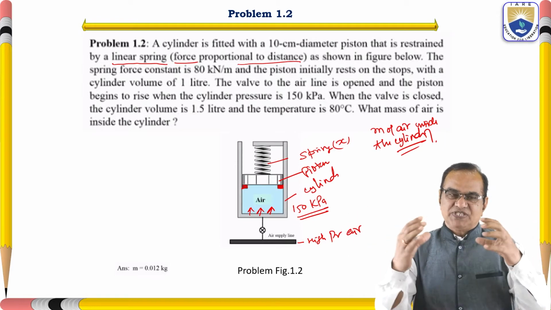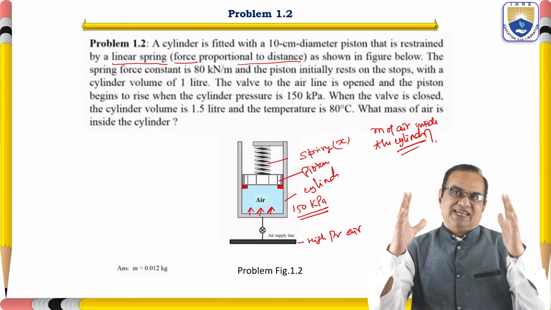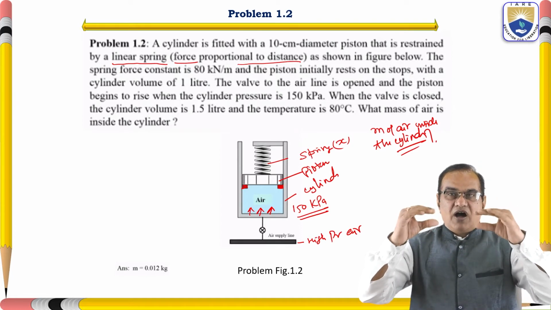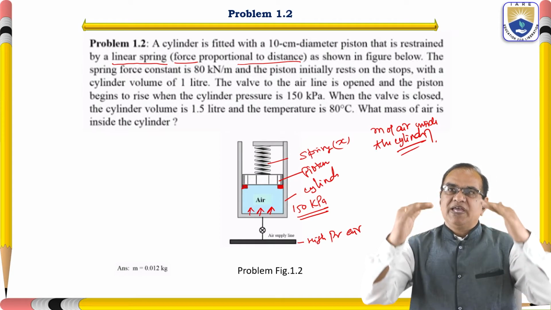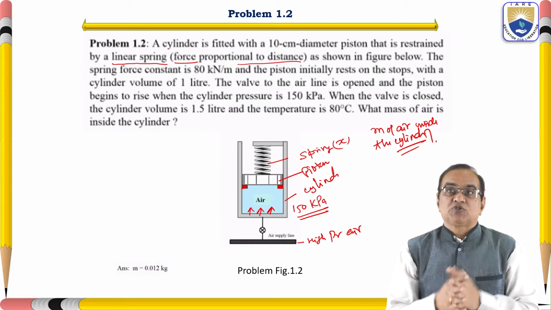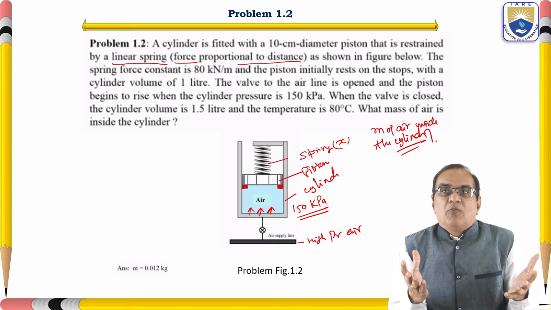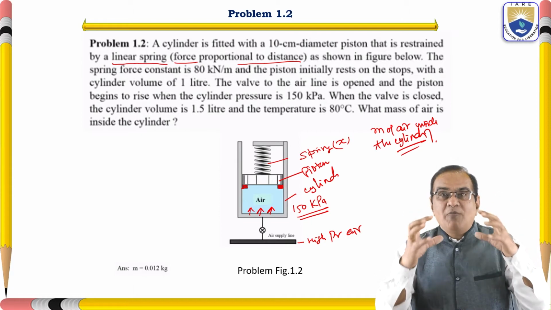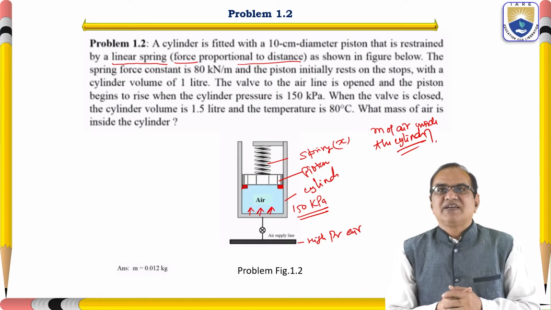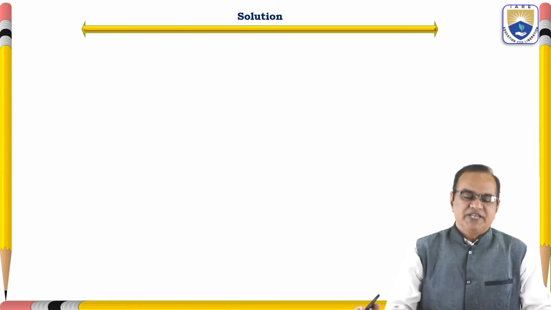So here also a pipe is there. From the pipe, air is moving. On top, there is a cylinder. If you open this valve, air will enter into the cylinder. On top of the air, there is a stop. On the stop, the piston is resting and it is pressed by the spring. So that is the problem: whether this will move up or not, and how much mass of air is required to make this equilibrium. That is the topic, and I will just start here.